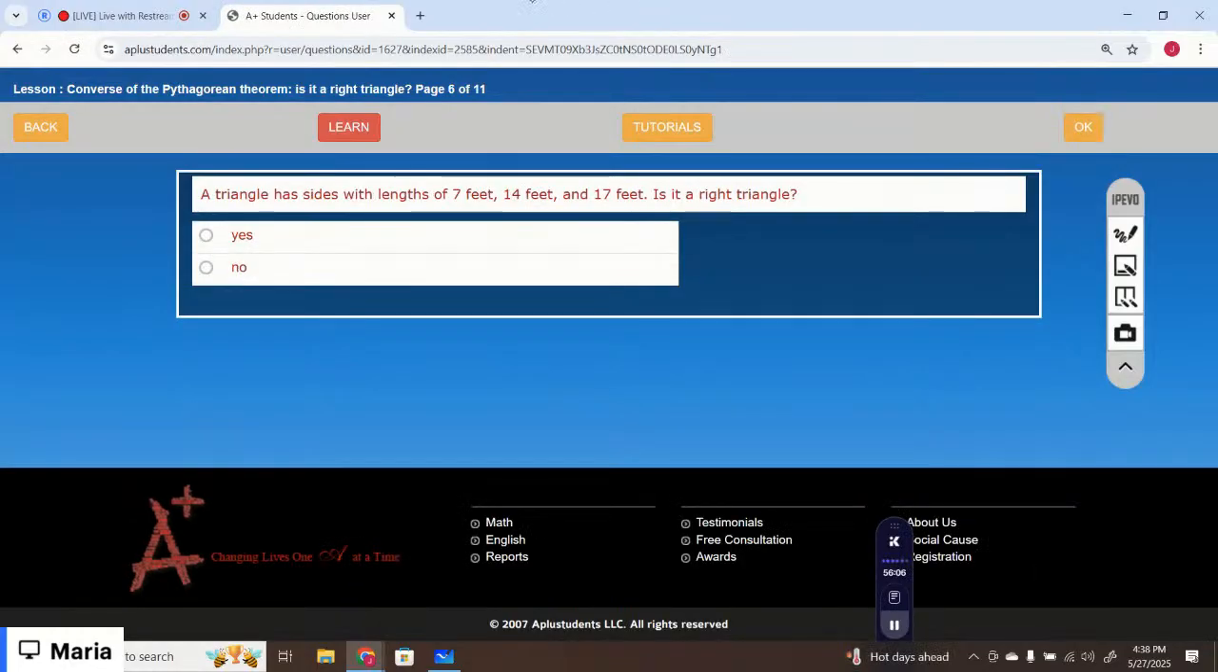A triangle has side lengths of 7 feet, 14 feet, and 7 feet. Is it a right triangle? So 14 square is 196, and the others add up to 245. So no, they are not equal. The correct option is no.